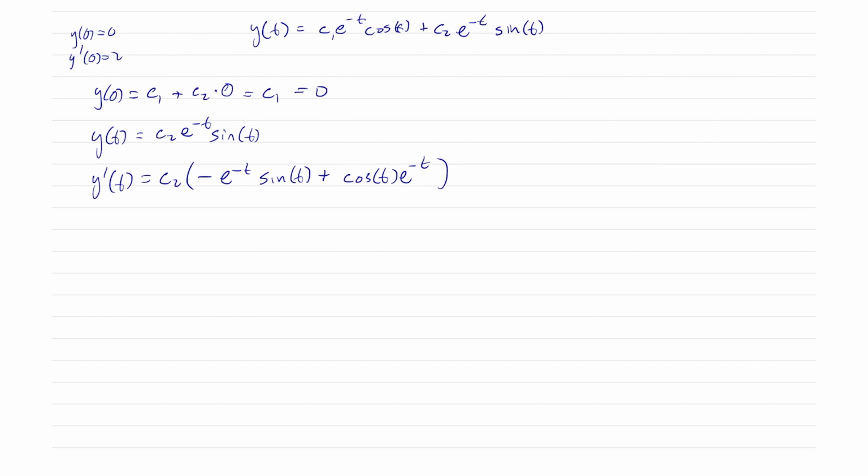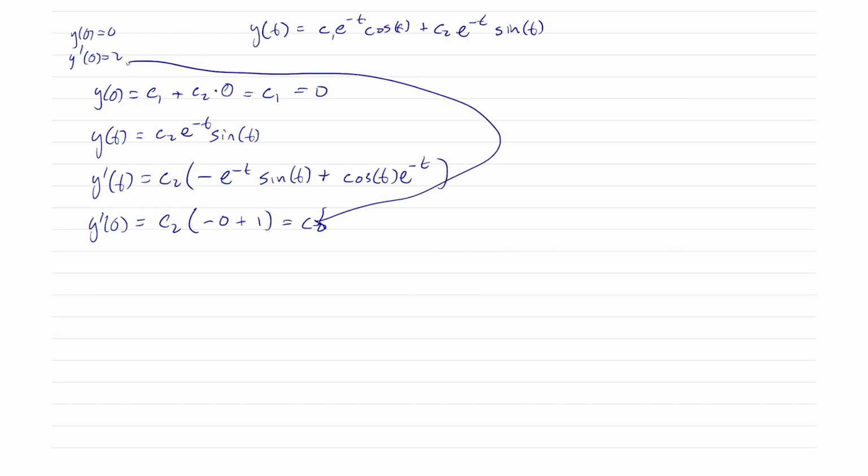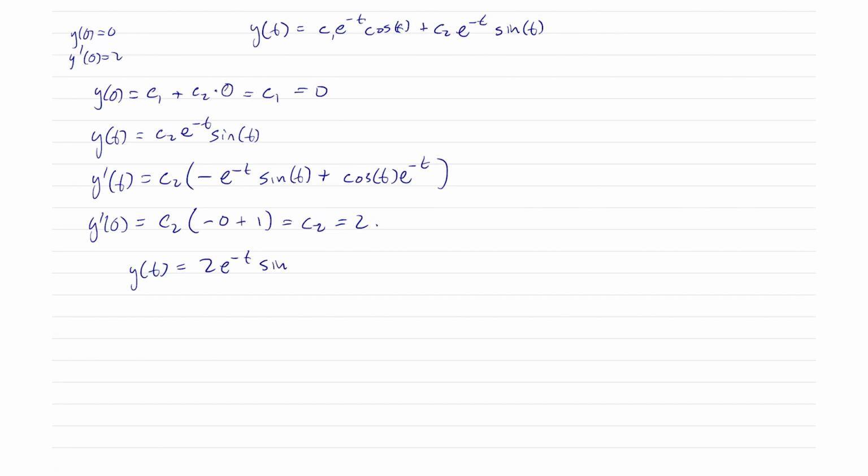All right, now if I go ahead and take y prime at 0, then I get c2 times, it looks like, negative 0 plus 1. And so that tells me that's just c2. And then bringing this back over in here, that tells us that this is equal to 2, because y prime of 0 is equal to 2. So we've just solved the initial value problem. We have y of t is equal to 2 times e to the minus t sine of t. And there we go. Not too bad.